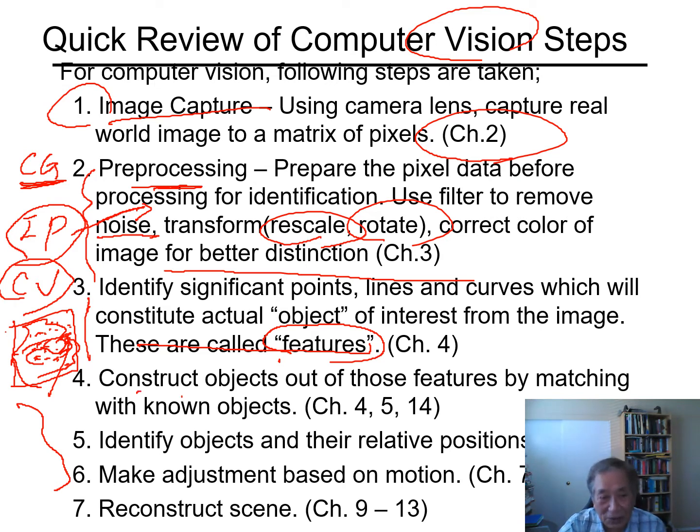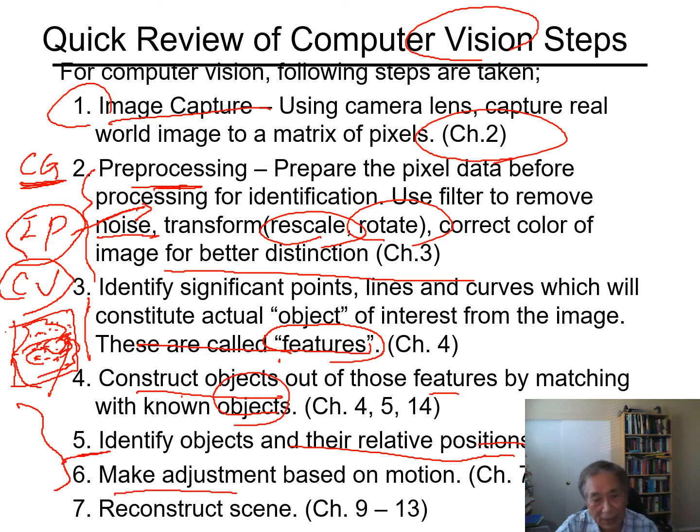Next goes constructing objects out of those features, getting the objects isolated and identified, and identifying their relative positions. Just identifying what's in there, a tree, a house, people, a car, is not enough. How they are organized, which one is closer, which one is farther away, is how we understand the meaning or situation of the picture. That is the next step.